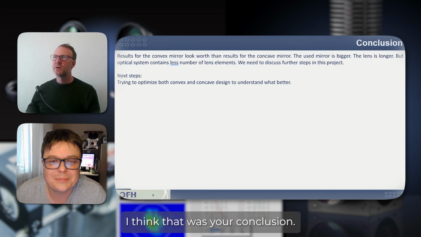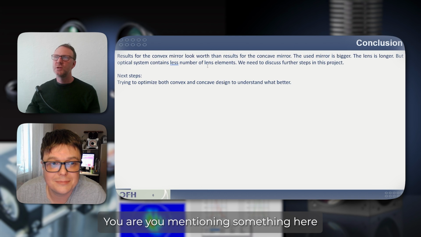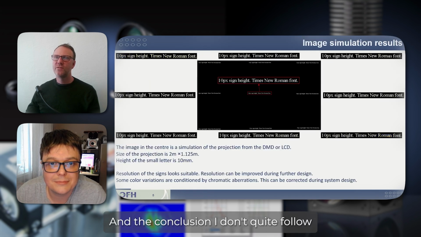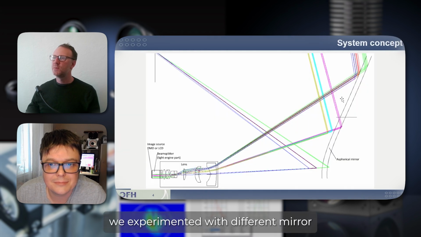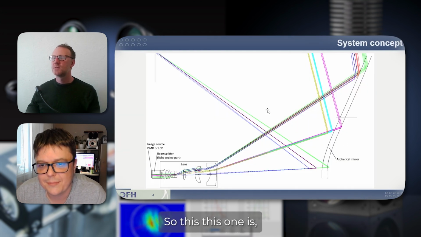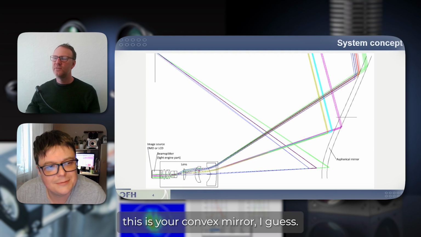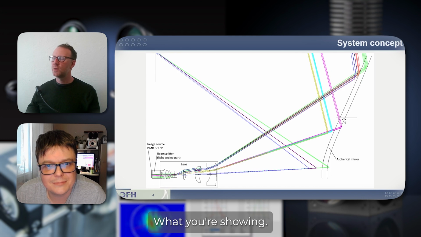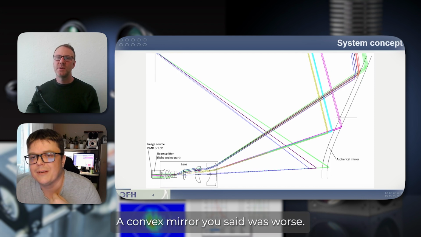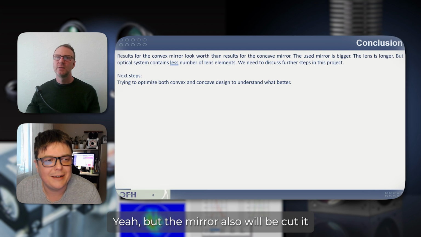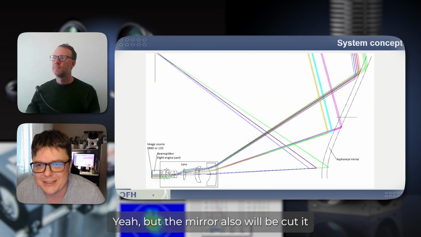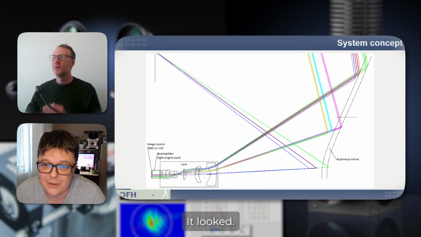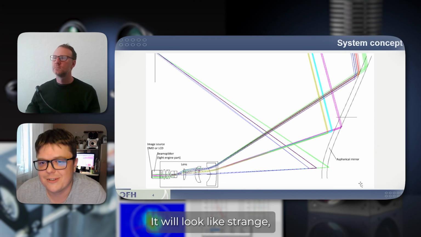So I think that was your conclusion. You're mentioning something here about a concave mirror versus a convex mirror in the conclusion. I don't quite follow that. Were you experimenting with different mirror shapes here? Yes. So this is your convex mirror, I guess, is that right? And the concave mirror is what you're showing, is that right? And then the convex mirror, you said, was worse. Yeah, but the mirror also will be cut, and the final form will not look like a convex or concave form. It will look strange, but it will work.